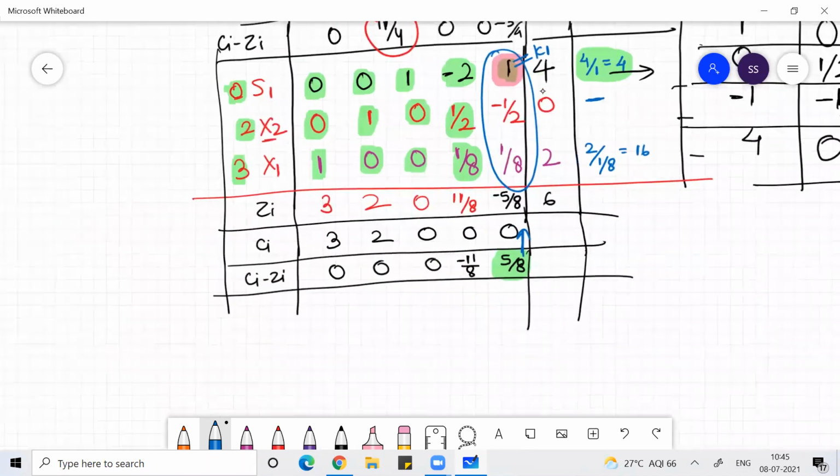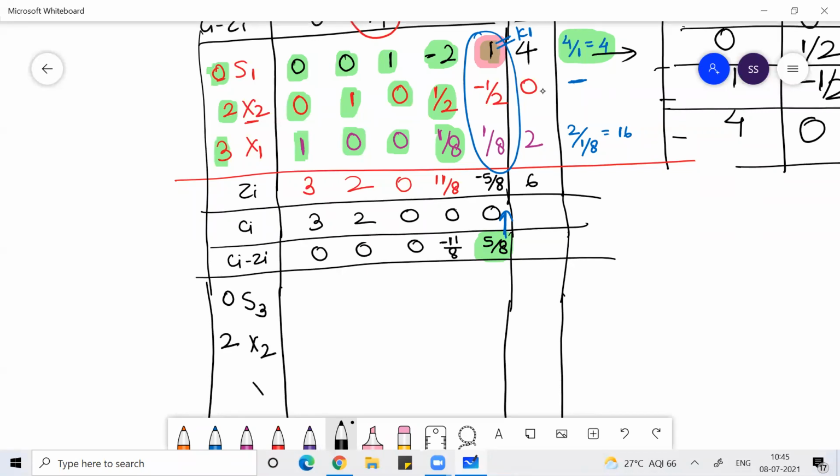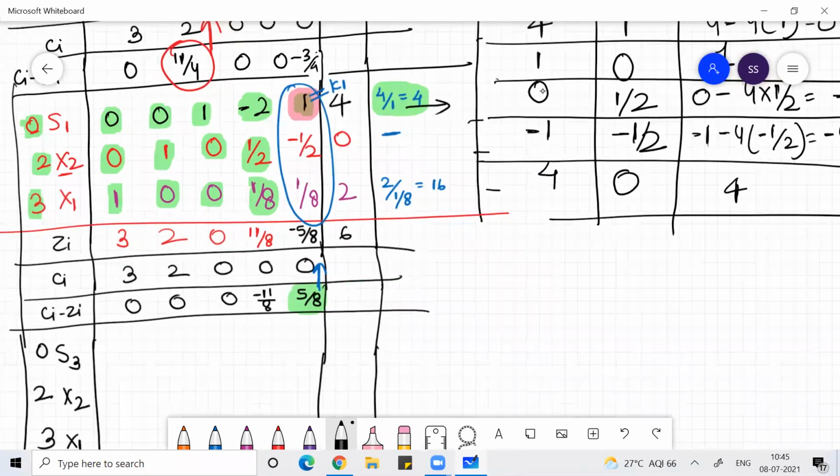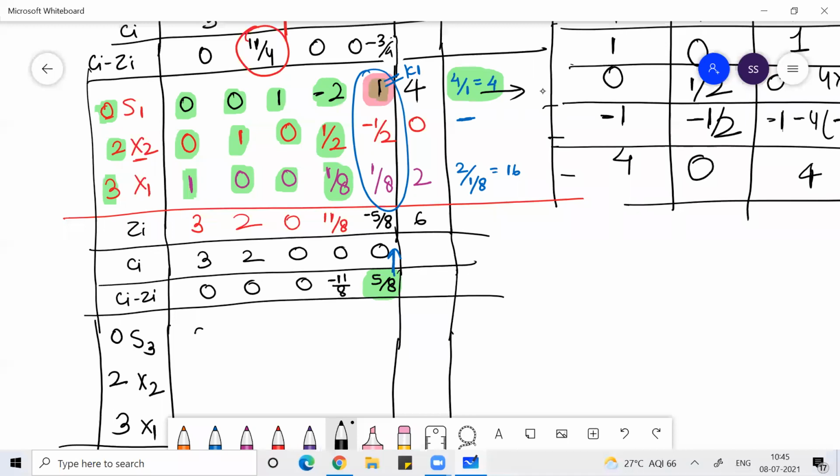Clear? So once we got to know that S3 is going to replace S1, in place of S1, I'll write S3 having 0 coefficient. Then X2 coefficient is 2. Then X1, the coefficient is 3. Now the pivot element is 1, so divide everything of S1 by 1. Anything if you divide by 1, there won't be any change. It will be like this. No change. Clear, everyone?